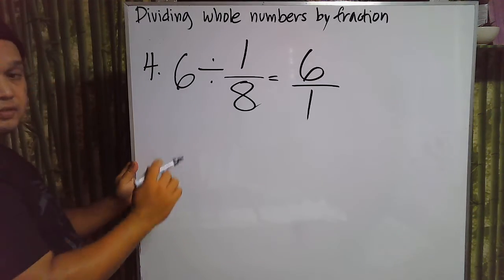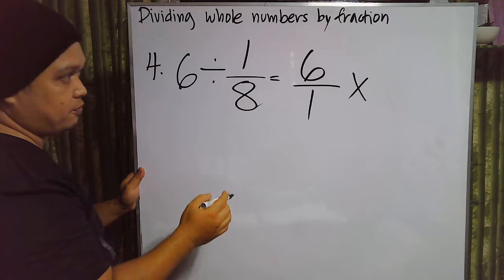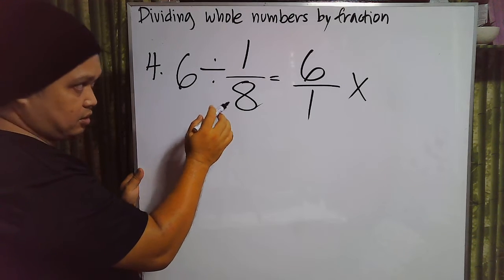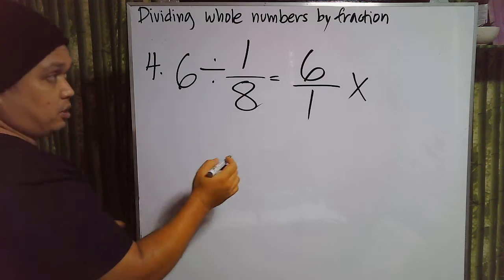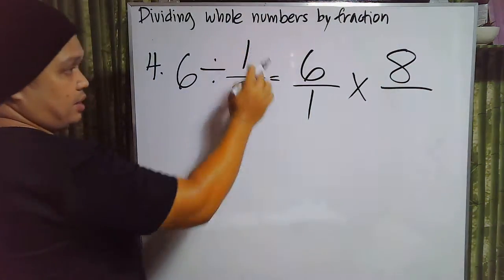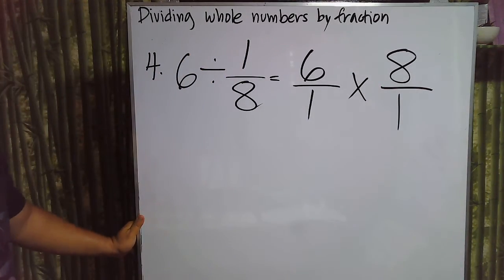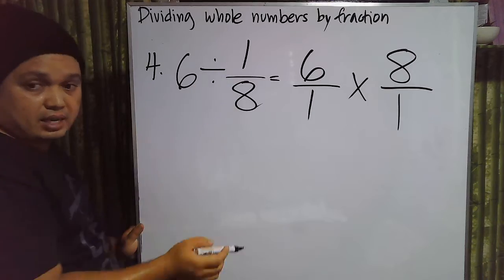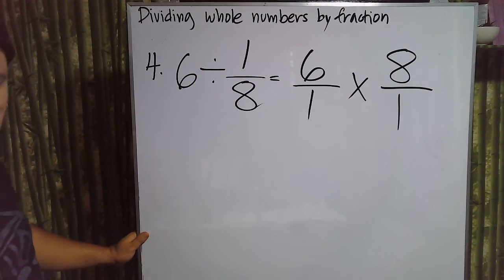Next, division will become multiplication, and we have to get the reciprocal of this. Okay, so denominator becomes its numerator, and numerator becomes its denominator. It becomes 8 over 1. The reciprocal of 1/8 is 8 over 1. Okay, so we can now multiply.